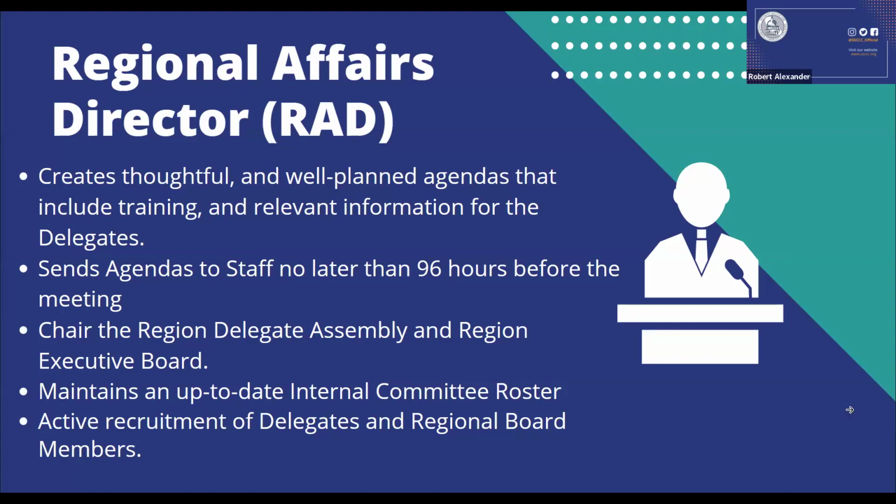Chair the Regional Delegate Assembly and Regional Executive Board. So these are the two meetings that you're responsible as a RAD to have every month. You should be having the DA, the Delegate Assembly, when your delegates come together. And then you have your executive board meetings, when the executives, such as the treasurer, the comms officer, the LAD, the RAD, and the vice chair come together and meet, and you go over things to brainstorm for your region as well, and approve stipend reports mostly in those.